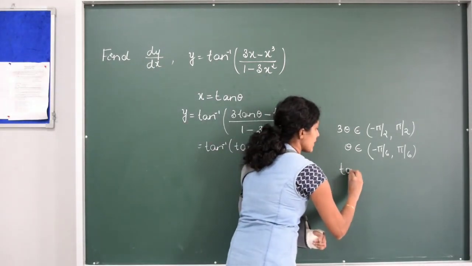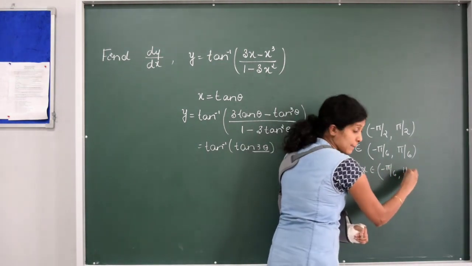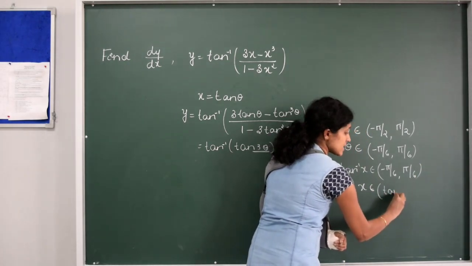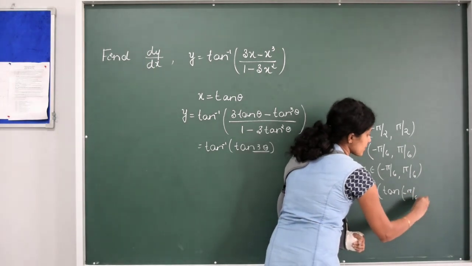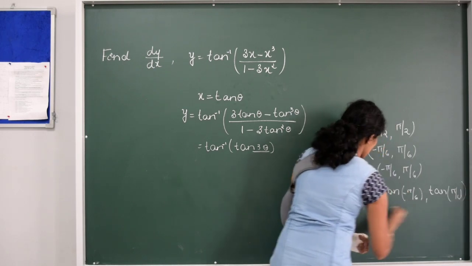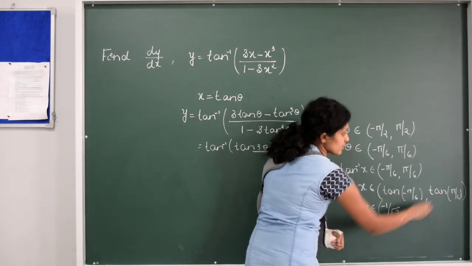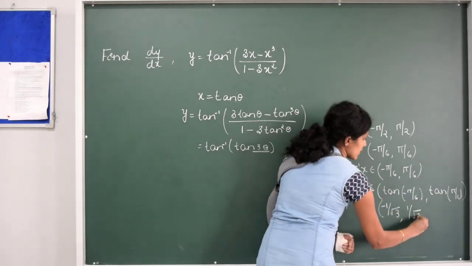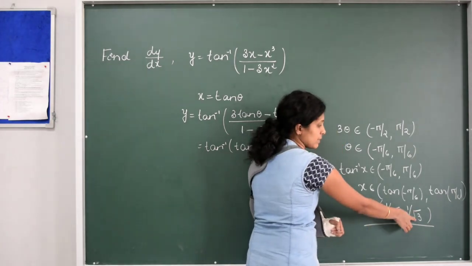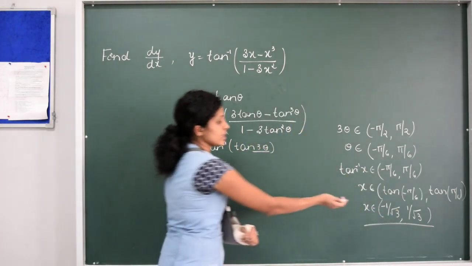So by this we can write tan inverse x belongs to minus pi by 6 to pi by 6. So this means the value of x belongs to tan of minus pi by 6 to tan of pi by 6. What is tan of minus pi by 6? It is minus 1 by root 3, and the value of tan pi by 6 will be 1 by root 3. So we can say that x is between minus 1 by root 3 and 1 by root 3, that is, minus 1 by root 3 less than x less than 1 by root 3. That is the range of the x function.